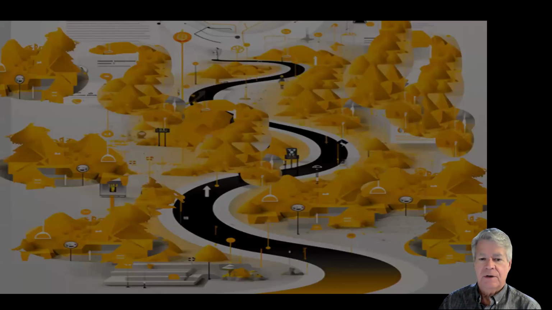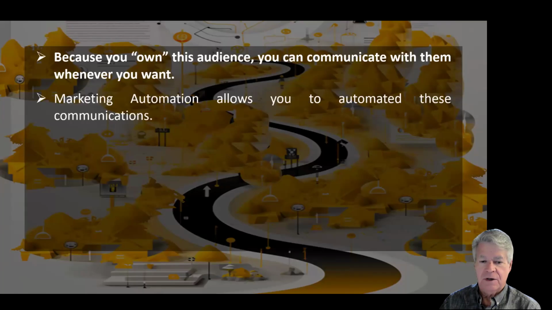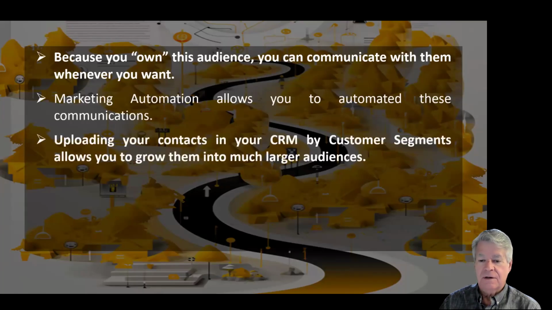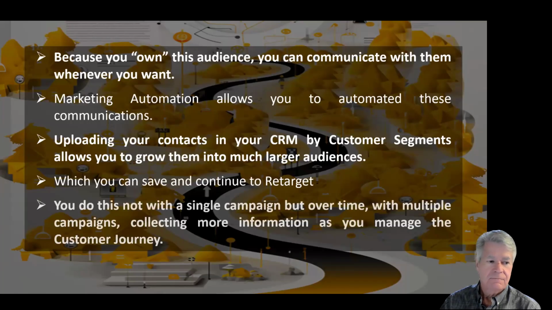Use your CRM to run email campaigns as well. This is one of the most powerful digital media tools you have. Because you own this audience, you can communicate with them whenever you want. Marketing automation allows you to automate these communications. Organizing your contacts in your CRM by customer segments allows you to grow them into much larger audiences. You save and continue to retarget your audiences, and you do this not with a single campaign, but over time with multiple campaigns, collecting more information as you manage the customer journey.